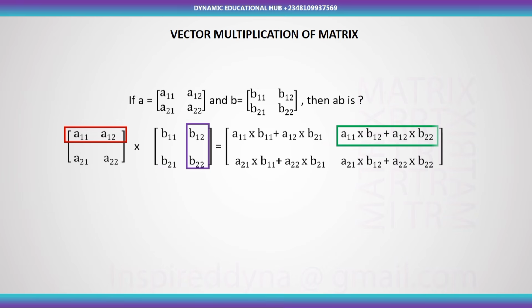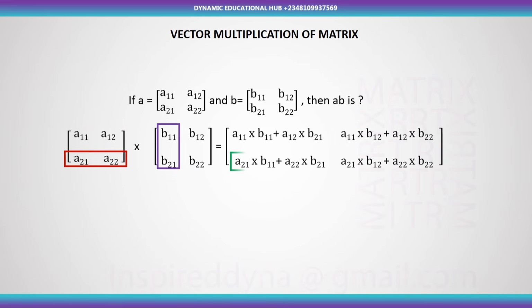Now the next thing to do is you will shift from the first row to the second row. I'm talking about the first matrix now. After you have shifted to it, you will move to the second matrix and pick the first column. Then you multiply the two together, and that is going to give you A21 multiplied by B11 plus A22 multiplied by B21.